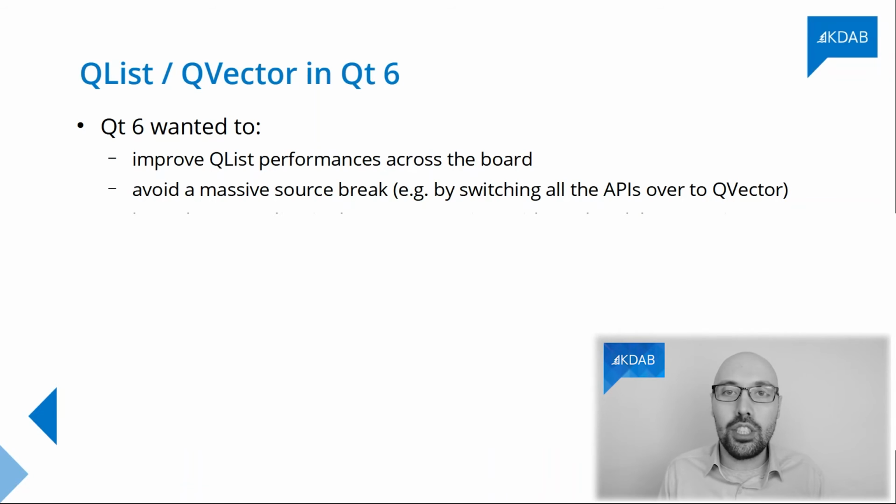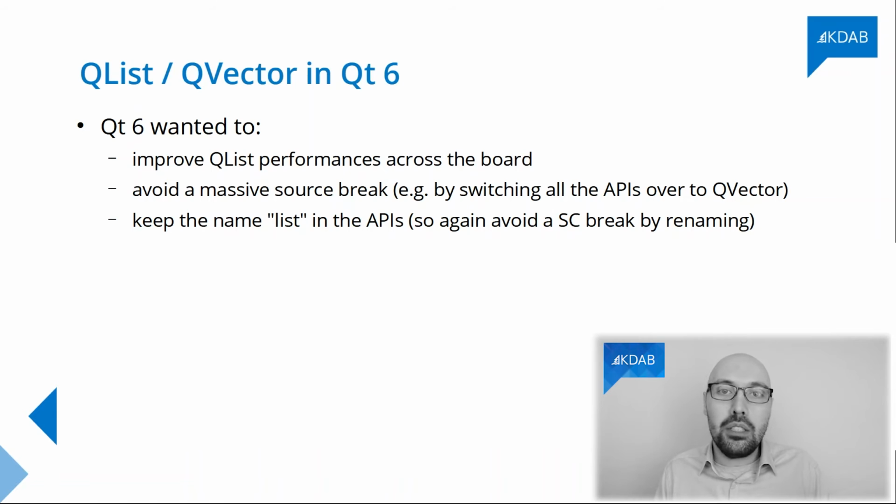Well, sure, we could just do a massive search and replace all over inside Qt and rename QList to QVector and move on. But that would be terrible, because that would break all the client code using Qt. Now you have functions that return QList, and those functions would change signature to return QVector, and your code would be affected by this terrible source break. So we wanted to avoid that at all costs.